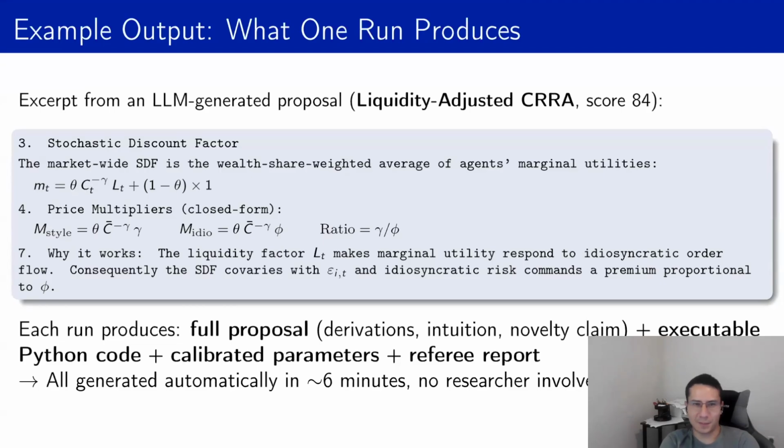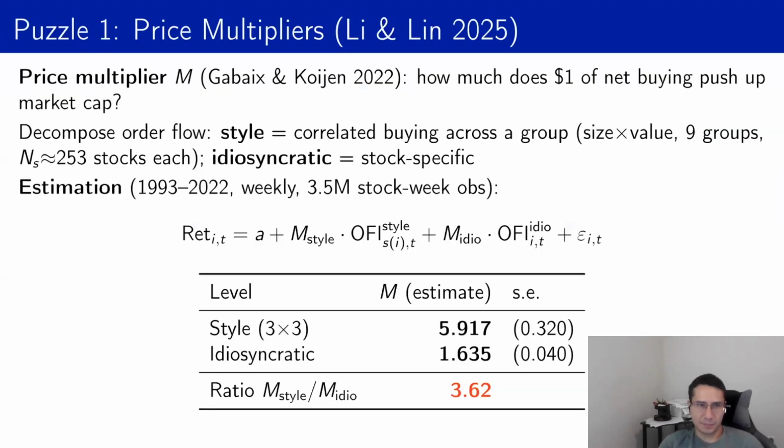Well, the liquidity factor makes marginal utility respond to the idiosyncratic order flow. Consequently, the SDF covariance with epsilon_it, and idiosyncratic risk commands a premium proportional to phi. Yeah. So all of this would look like this. All of the ones that pass are going to be sensible in some sense. Yep. And each of them takes like 6 minutes, roughly speaking, and I'm going to be running like 128 in parallel. Yep.